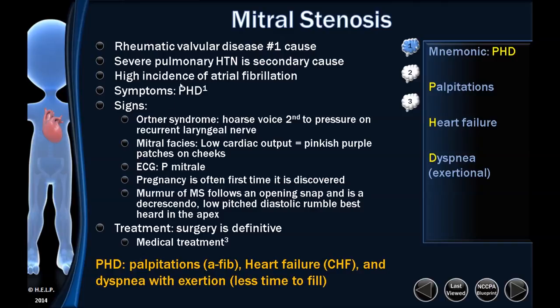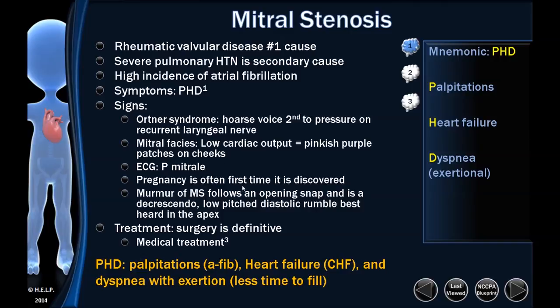There's a lot of signs with mitral stenosis. There's Ortner syndrome. This is a hoarseness in the voice. It's because the left atrium becomes enlarged and it pushes against the left recurrent laryngeal nerve, and that's what leads to the hoarseness. They get mitral facies. They get this pink, purplish patches on their cheeks due to low cardiac output. They may or may not have P mitrale on the EKG, where they have that really tall P wave.